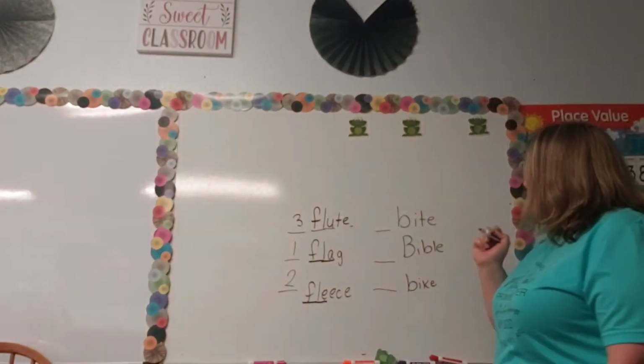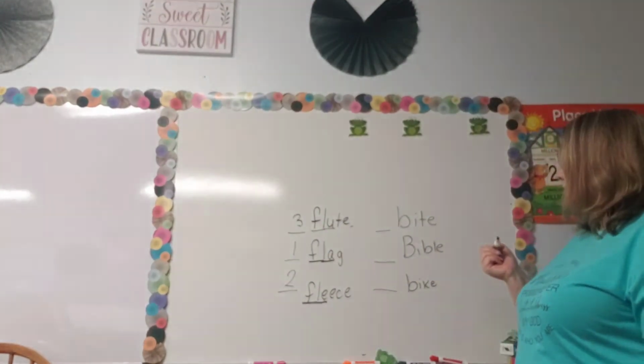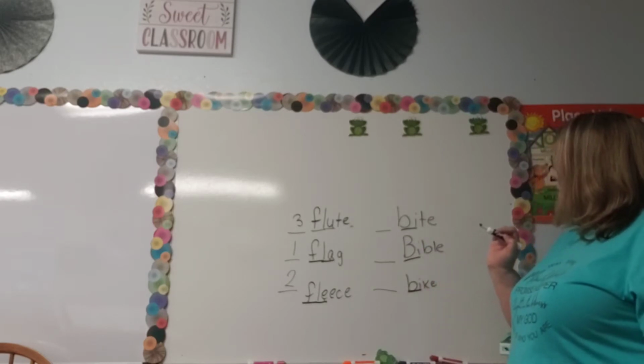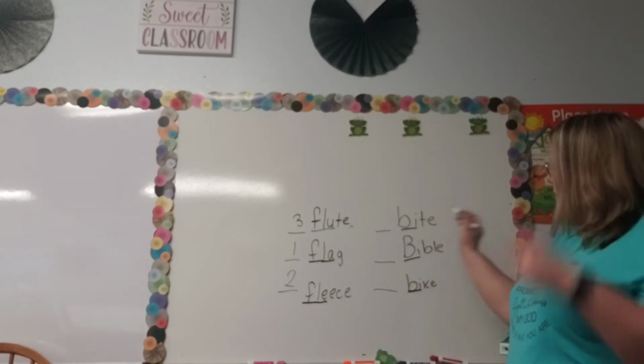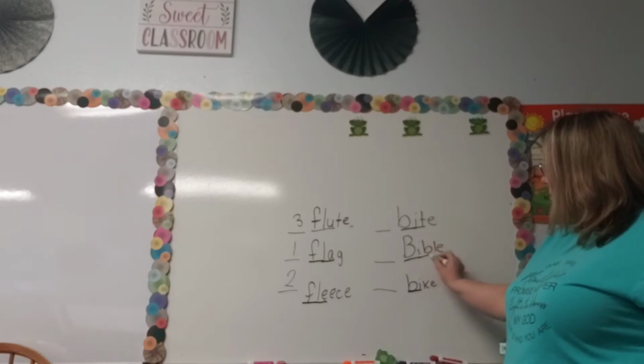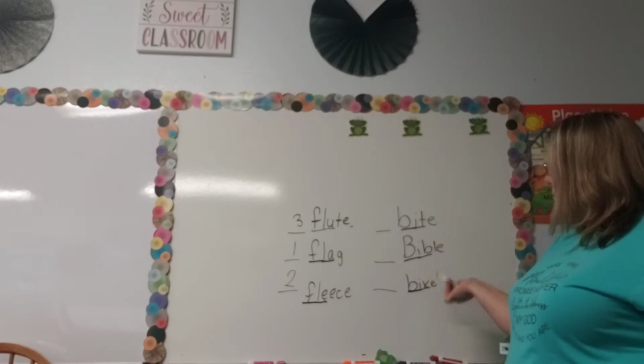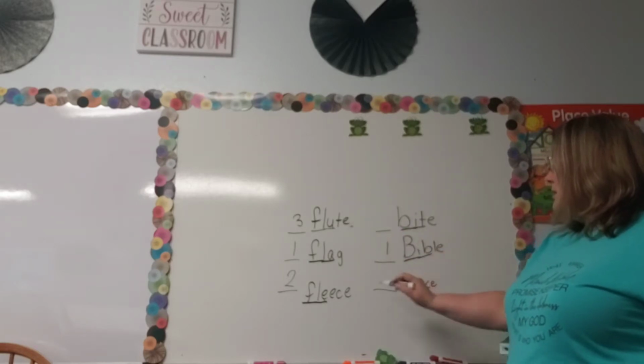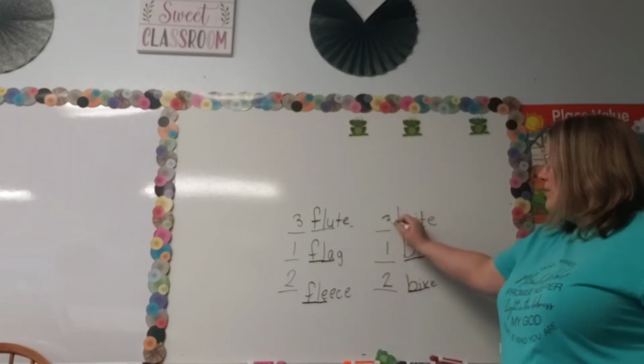Then we have bite, Bible, and bike. So B-I, B-I, B-I. We're going to have to look at the third letter: T, B, and K. Which one comes first in the alphabet? Well, B does. So Bible would be first, then bike, then bite.